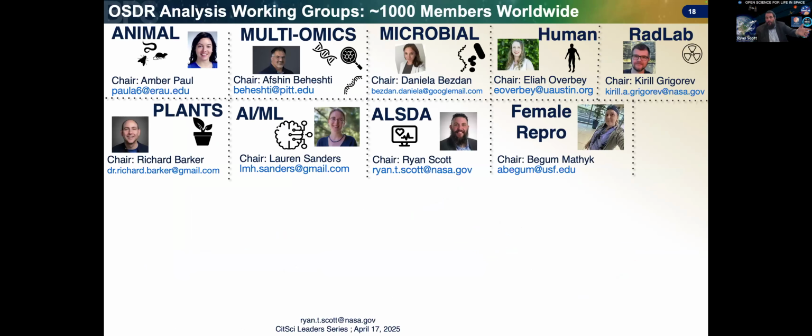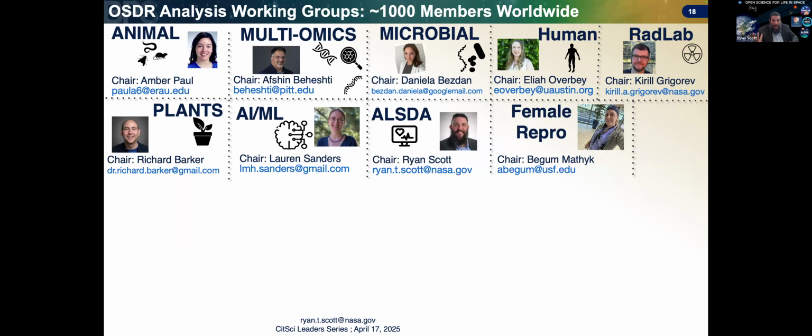So welcome to the analysis working groups, right? There are 9 of them currently. You'll see Amber, Afshin, Daniela, Elia, Kirill, Begum. I'm the ALSDA AWG chair, Lauren, Richard, and these are the 9 AWG chairs. So if you're new to the working group, it's really important to contact those. If you're in animal AWG, make sure you contact Amber. If you're part of the human AWG, make sure you contact Elia, because they run monthly meetings.